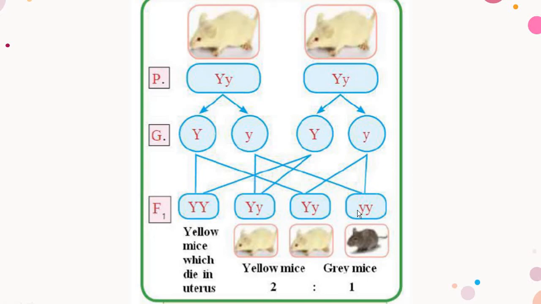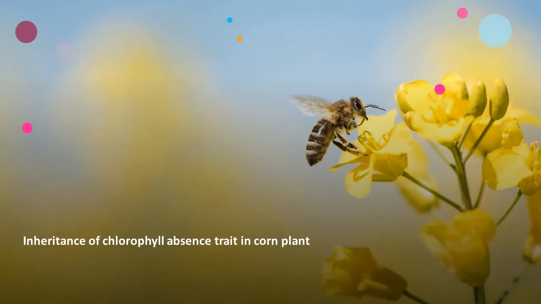But here is a lethal recessive, but in the mice, the dominant recessive one will die in the uterus. Why? Because it's called the lethal gene.